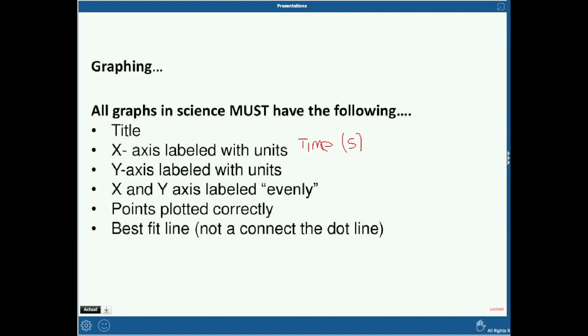Your x and y axis needs to be labeled evenly. So you need to do like 2, 4, 6, 8, 10. You can't do like 2, 3, 7, 9, 10, 12. It needs to be even because the point of a graph is to kind of show you some patterns in science. And if your graph isn't labeled evenly, you're not going to get those patterns.